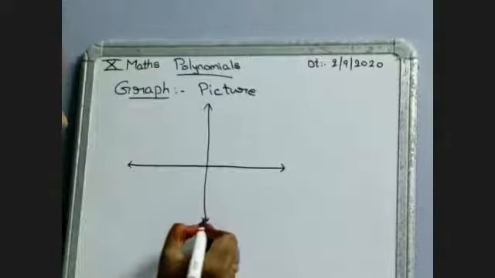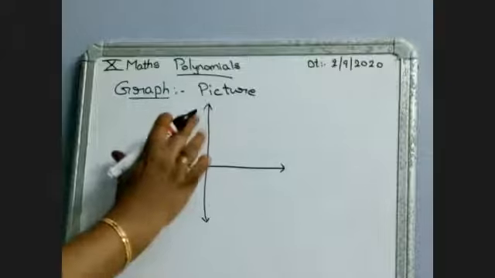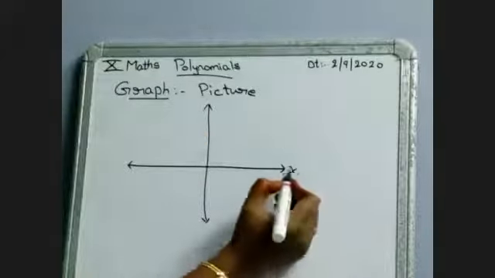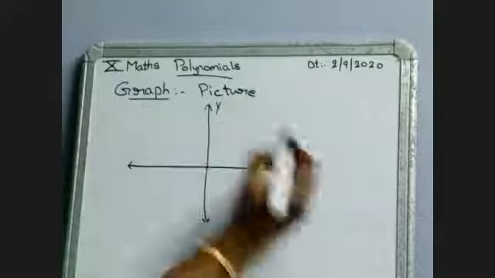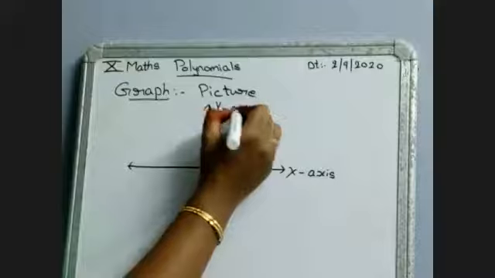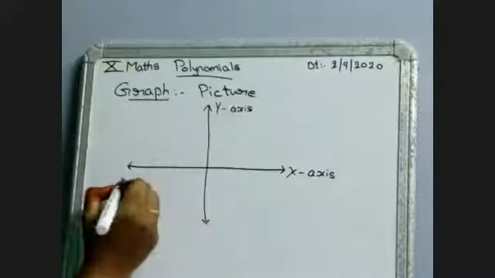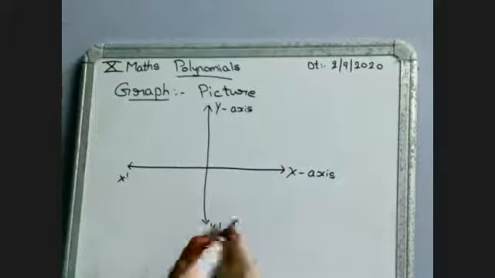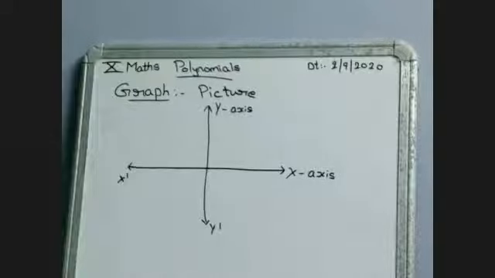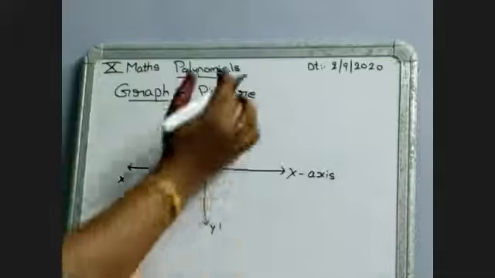Simply we say two lines. This is one line, this is another line. But if you observe here, this is the x-axis, this is the y-axis. This is x dash, this is y dash. This total line we call one axis, that is the x-axis, and this is the y-axis.